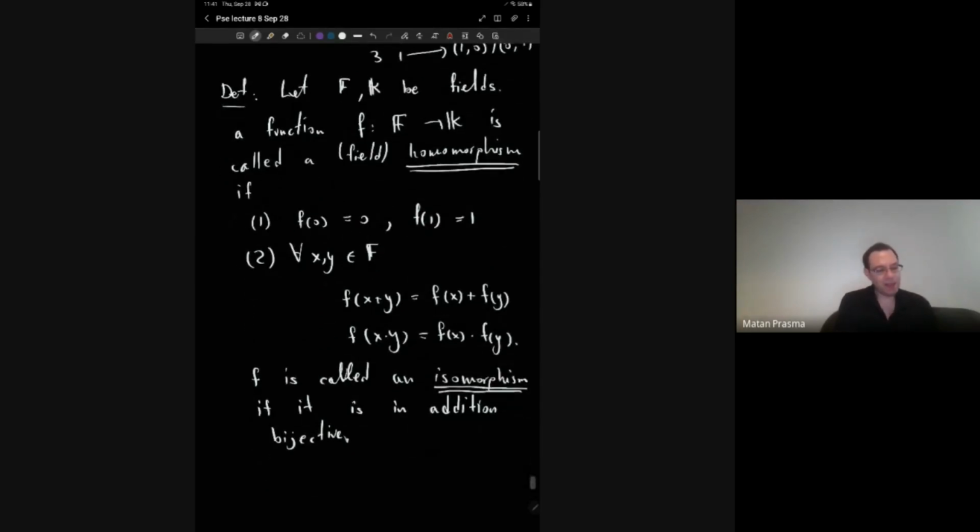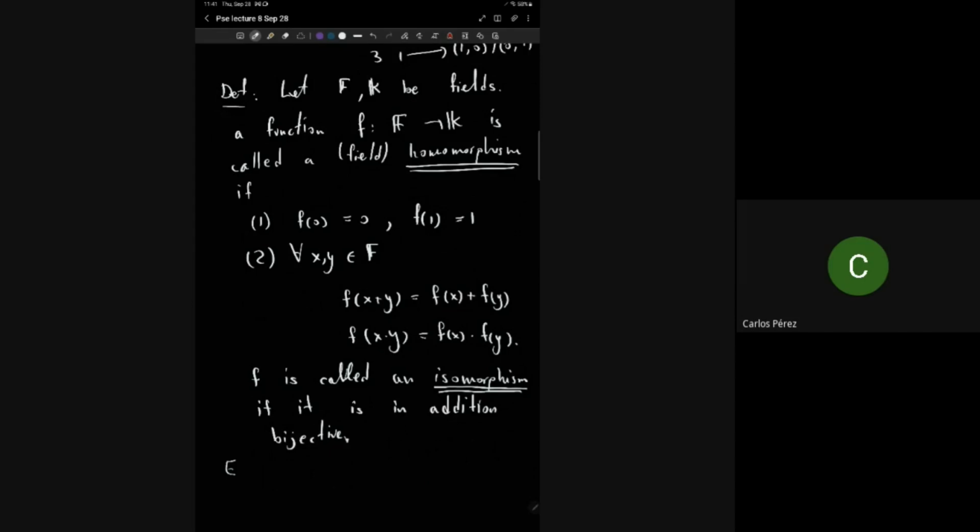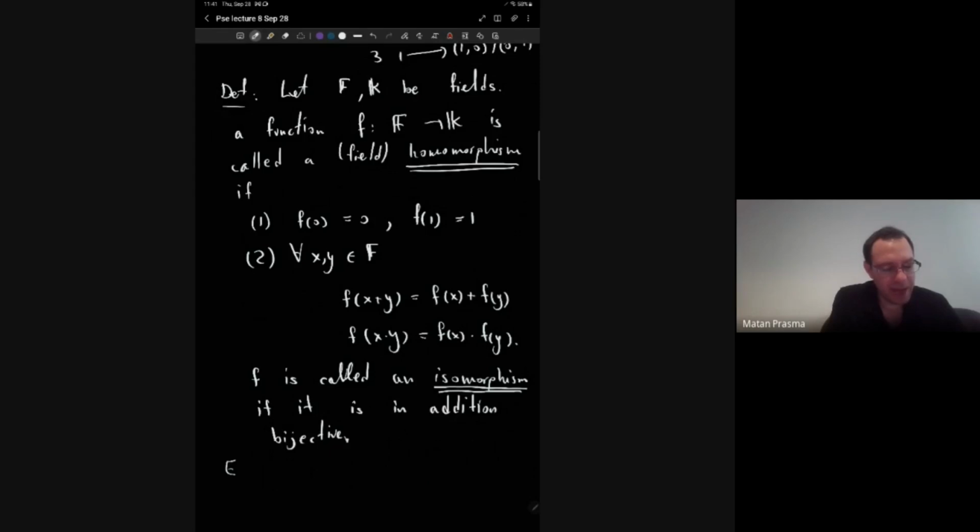Okay, and in fact, yes. So does this mean that if we try to find an isomorphism where K is GF of 4, the other field has to be GF of 4 also? Like there's no other way in which from another field you can have an isomorphism for this function, right? Well, to be precise, isomorphism does not mean equality of sets.